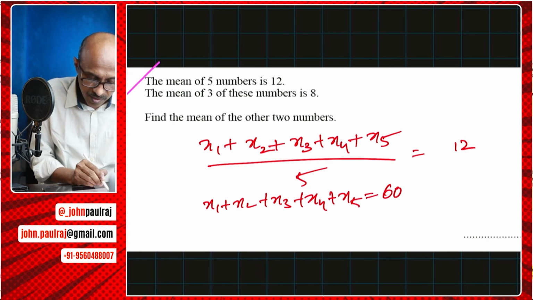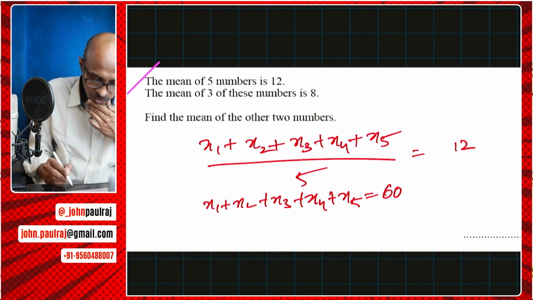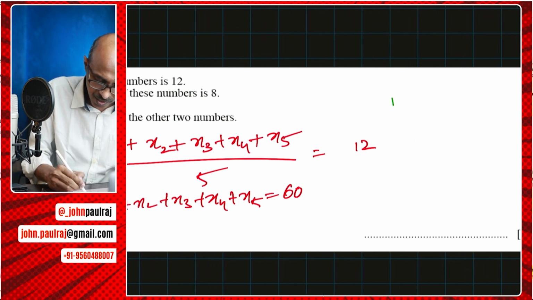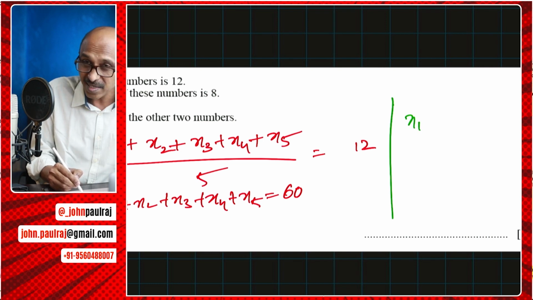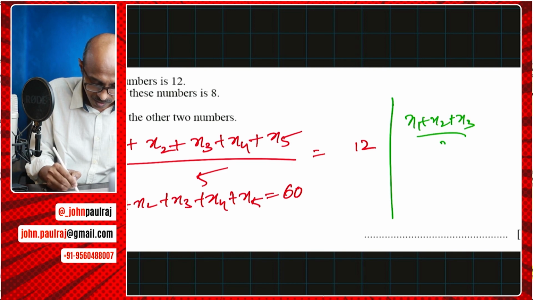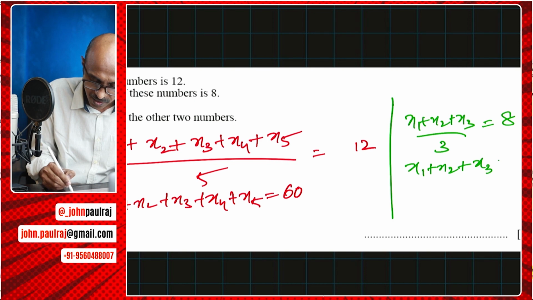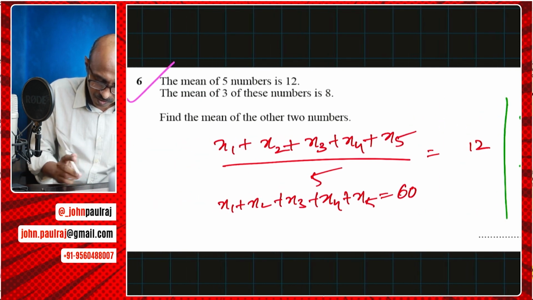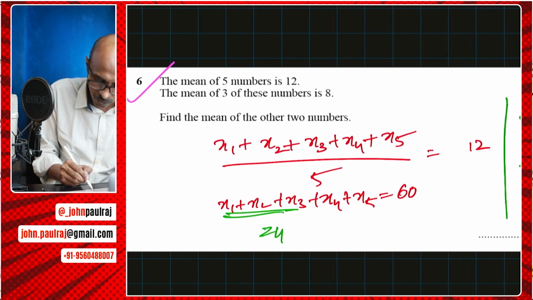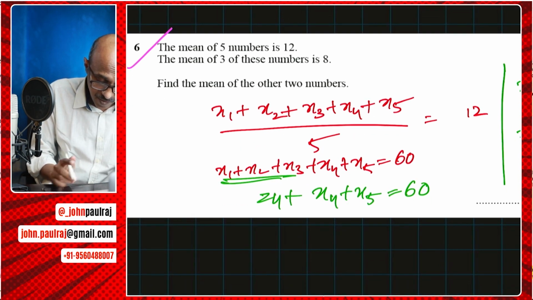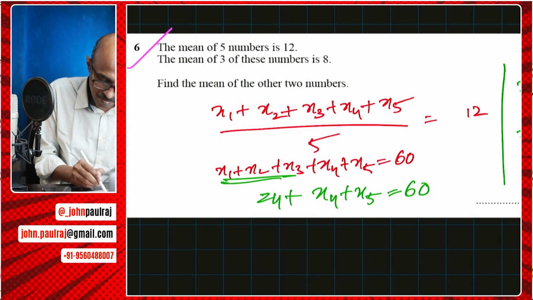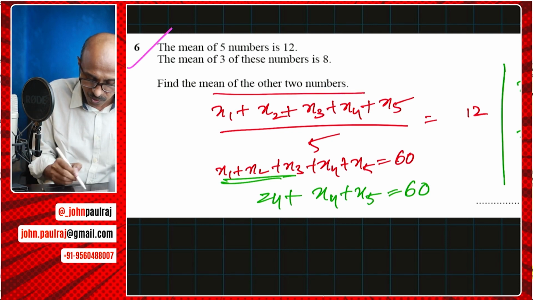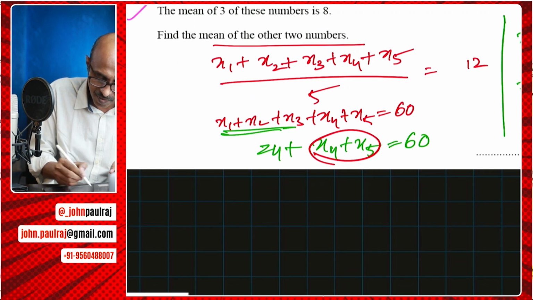And they're saying the mean of 3 of these numbers is 8. Which means let's do that separately. In the same way, I can say any 3, just say x1, x2, x3 over 3 should be 8, giving you x1 plus x2 plus x3 should be 24, right? So ye 3 ban gaya 24. So you have 24 plus x4 plus x5 is your 60. Is it right? And they said, find the mean of the other 2 numbers. If you're taking these 3, those are the other 2 numbers, right? So that should be simple from here.